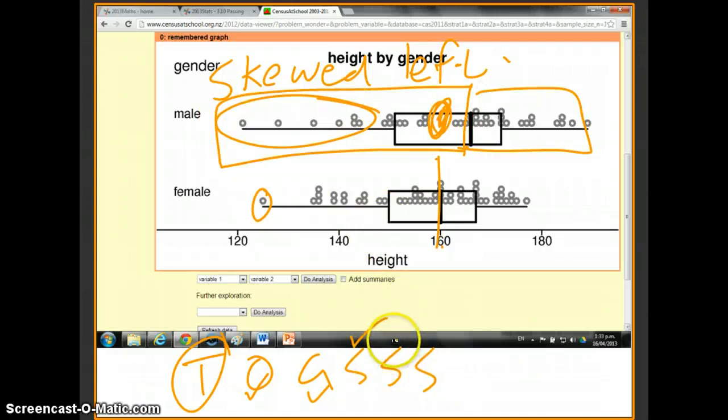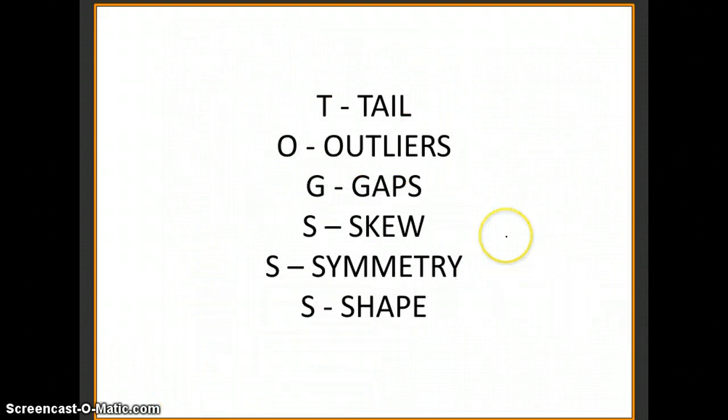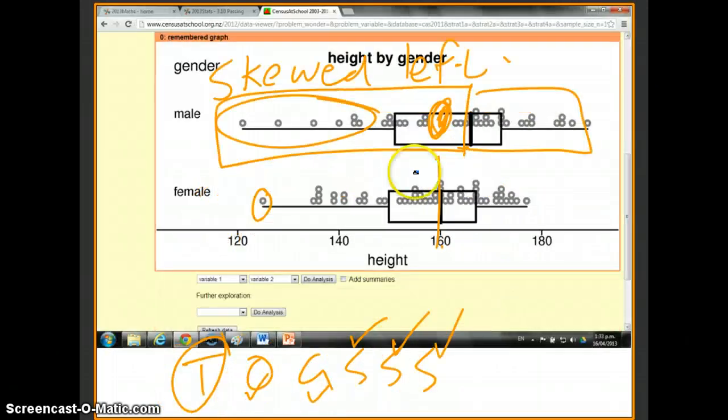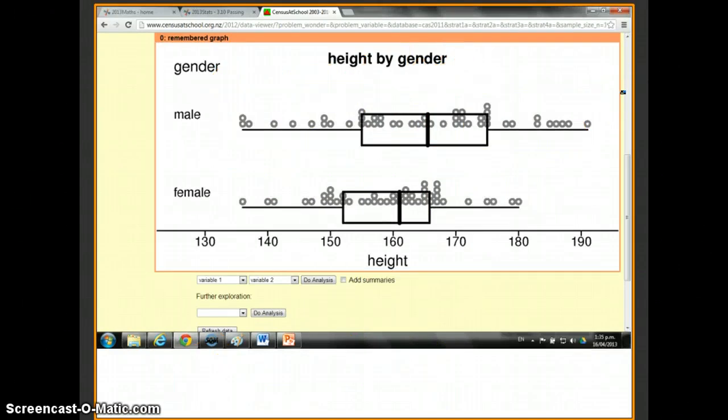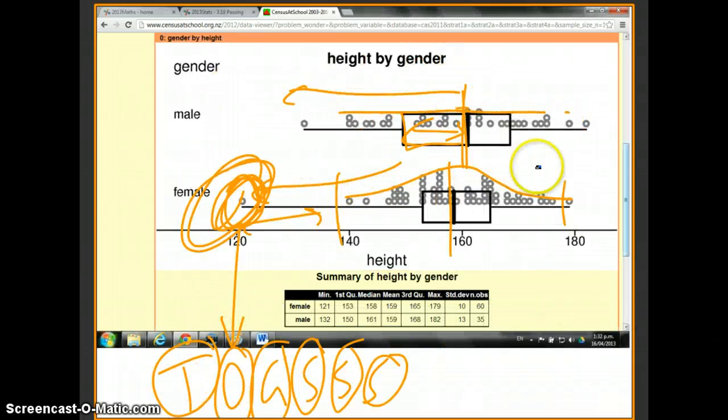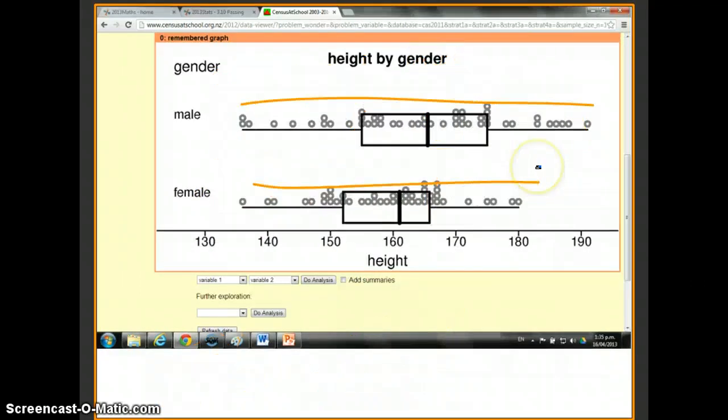So we've done skew, we've done symmetry, and the last S is shape. And we talked about, oh, that's quite a flat shape. They're both quite flat, aren't they? And these two are quite kind of flat, if you like. Quite different back here where we've got a bit of a bell curve. So it's interesting that they're different shapes. So the whole idea that these are samples from the same population and yet the shapes of these are quite different.